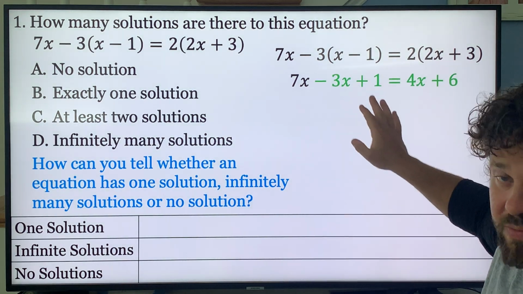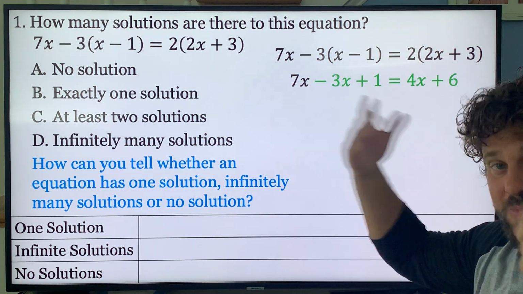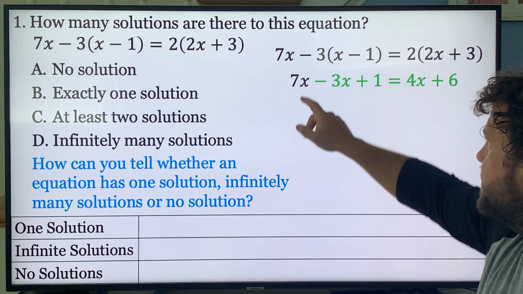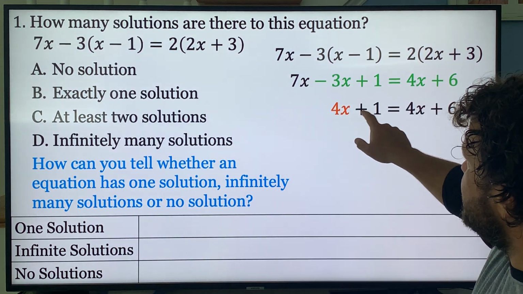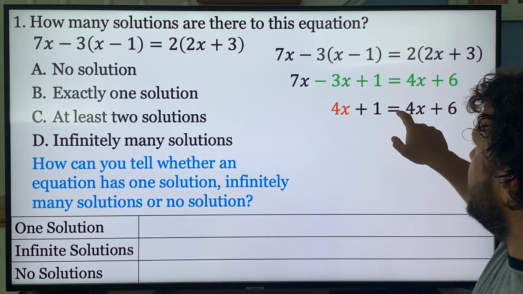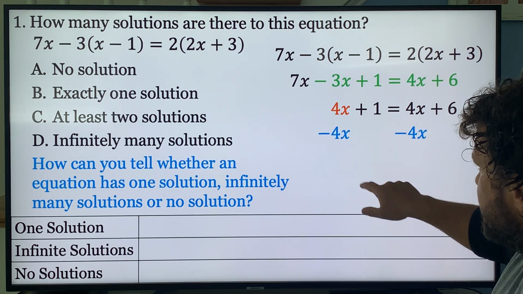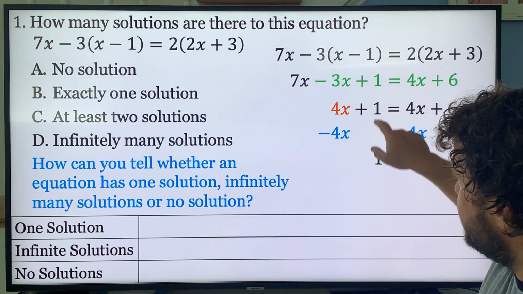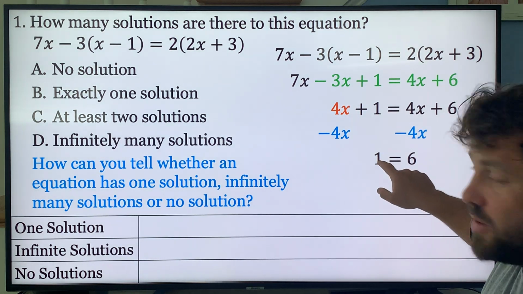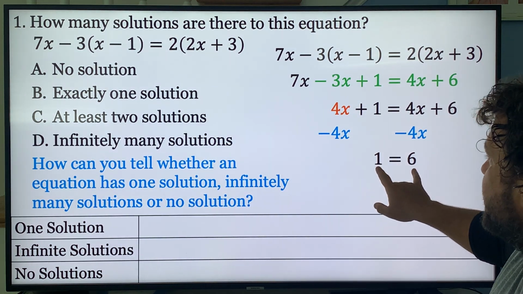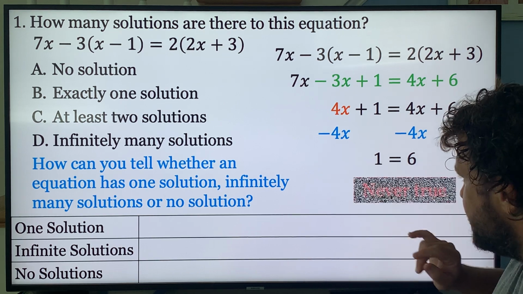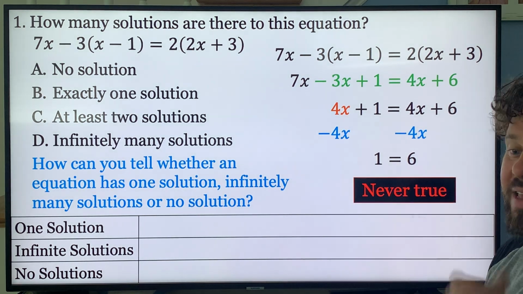Now, I've never done this before, so there will be some mistakes in it. I'll explain these mistakes verbally as I catch them. 7x minus 3x is 4x, plus 3 equals 4x plus 6. When you subtract 4x from both sides, you should have 3, this is a 3, it just looks like a 1, equals 6. Since 3 and 6 are not equal, it's never true. All right, the answer is still correct.